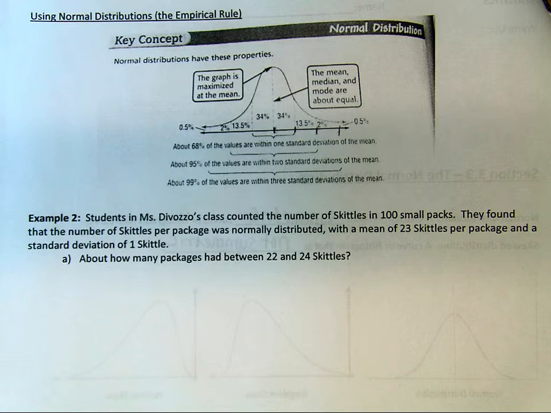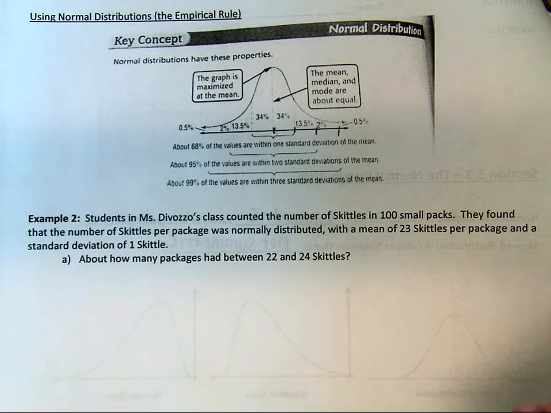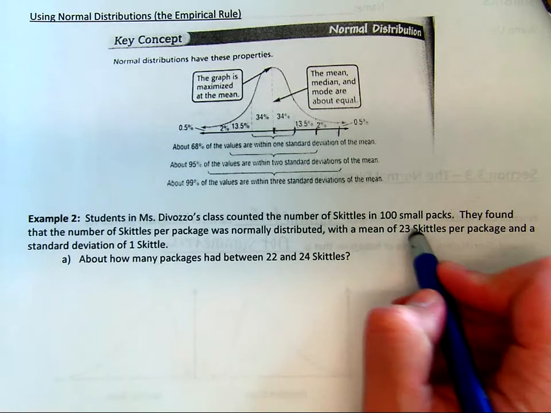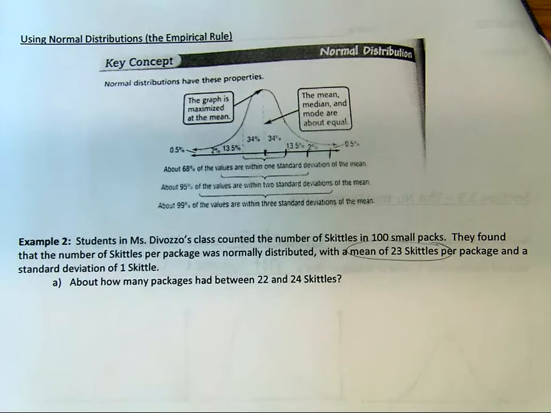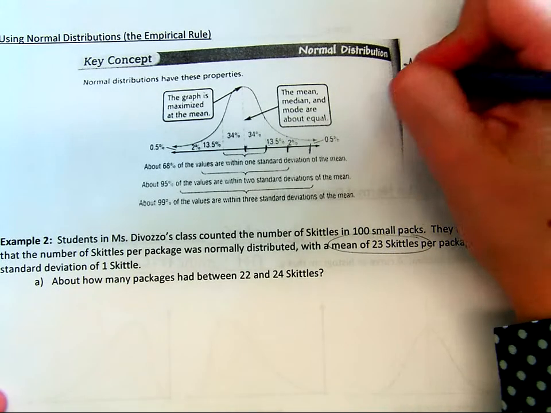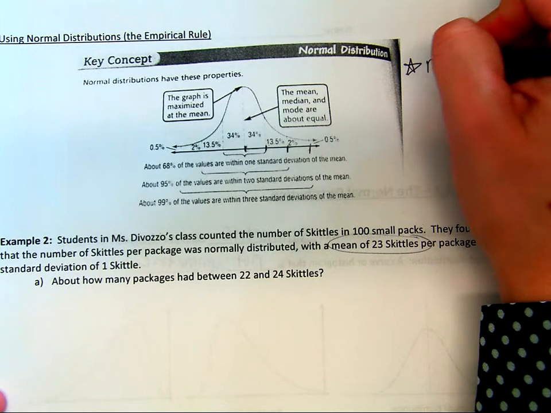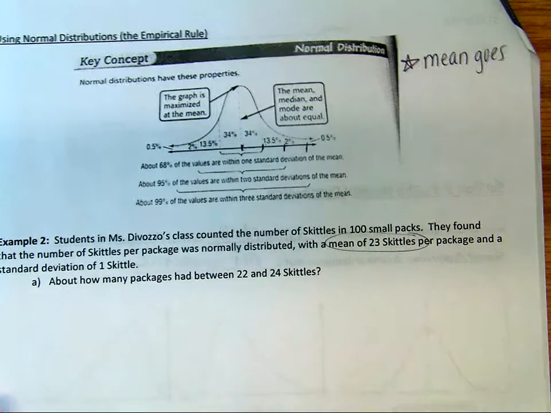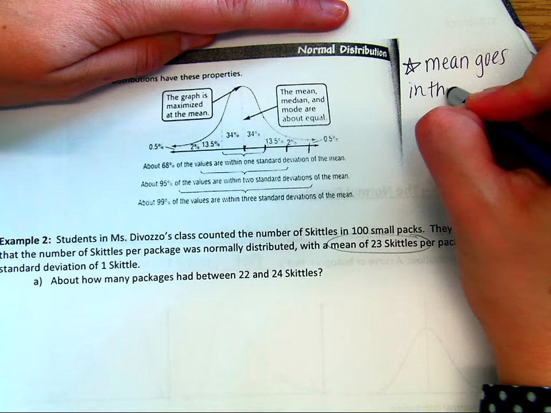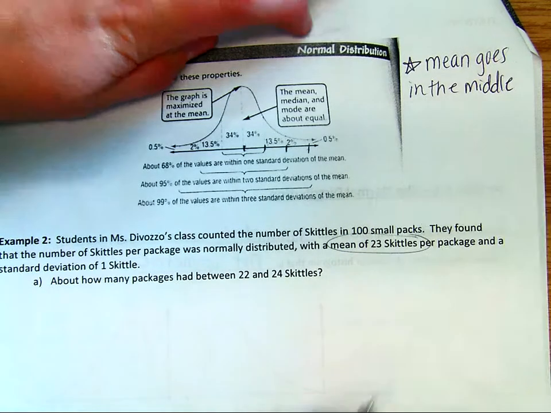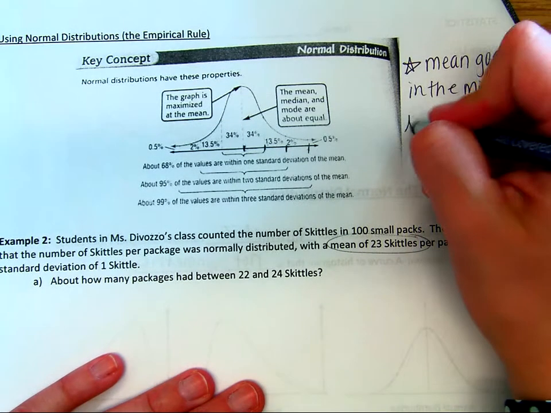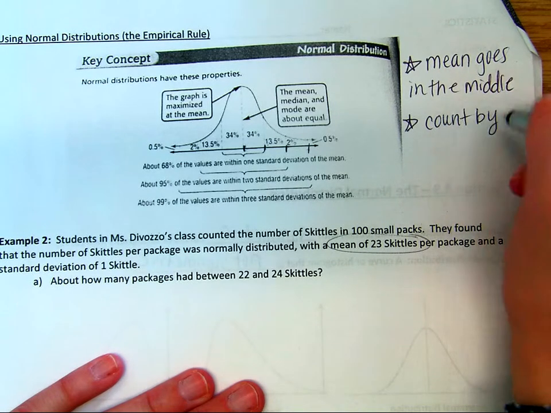So let's look at an example here. It says, students in Ms. Vosa's class counted the number of Skittles in 100 small packs. They found that the number of Skittles per package was normally distributed with a mean of 23 Skittles per package and a standard deviation of 1 Skittle. So the mean is 23 Skittles. Actually, I'm going to add up here, since there's some room, just some general rules. So we'll say the mean goes in the middle of our bell curve, and then we're going to count by whatever the standard deviation is.